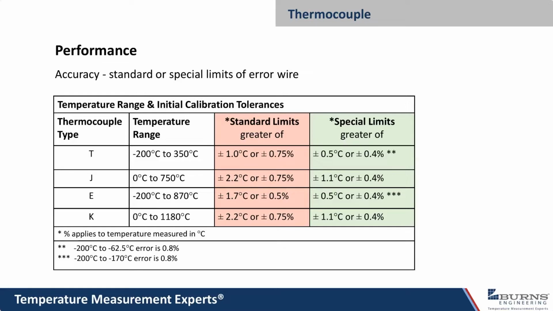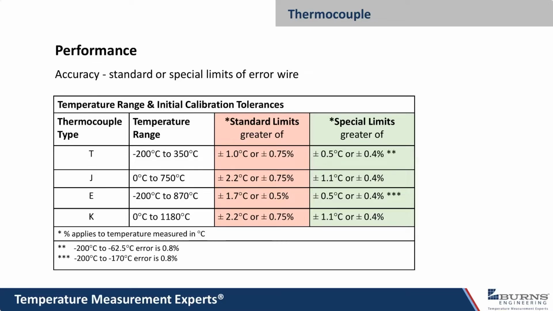There's what's called standard limits of error and special limits of error. The standard limits, for the various types here, you can see that it ranges from plus or minus a degree C up to about plus or minus 2.2 degrees C for the type J and the type K. And then the special limits are about half those numbers, so 0.5 to 1.1 degrees C.